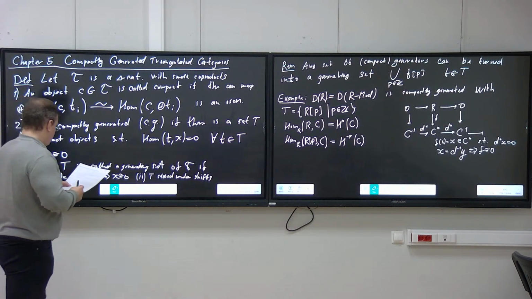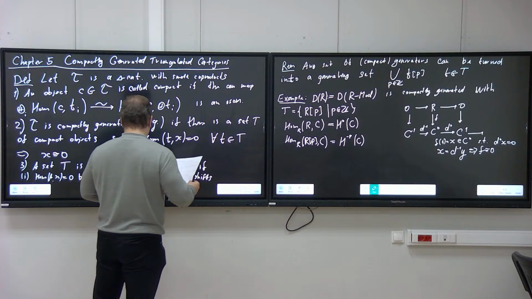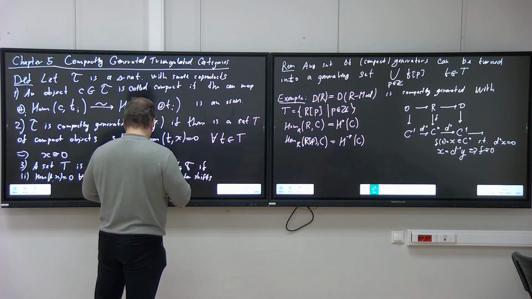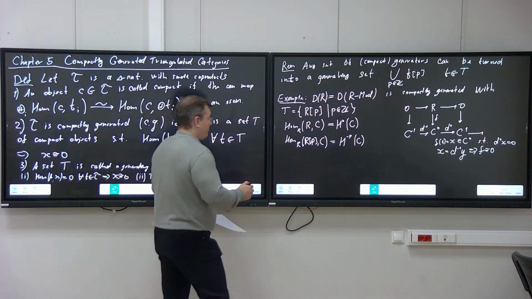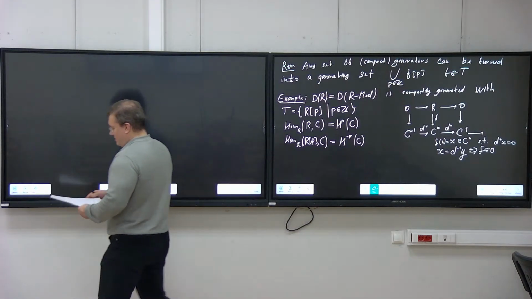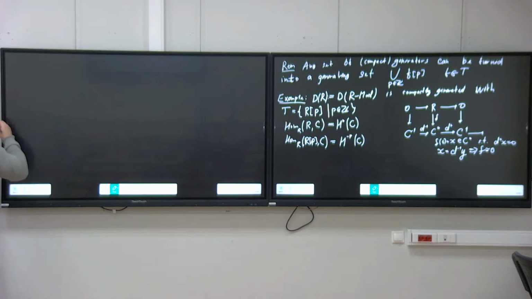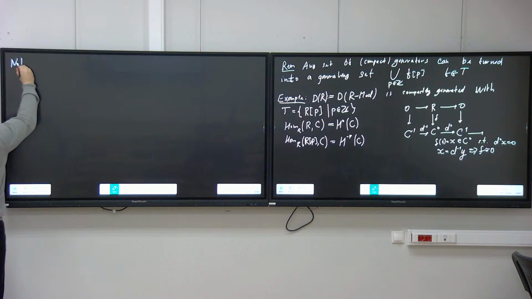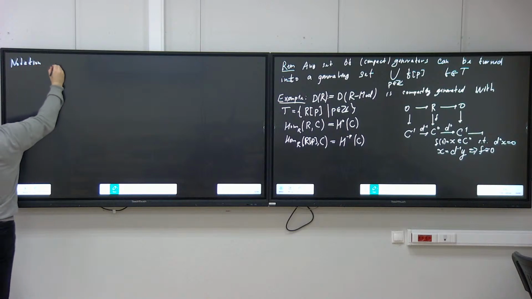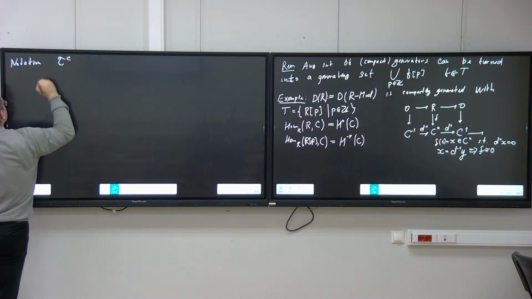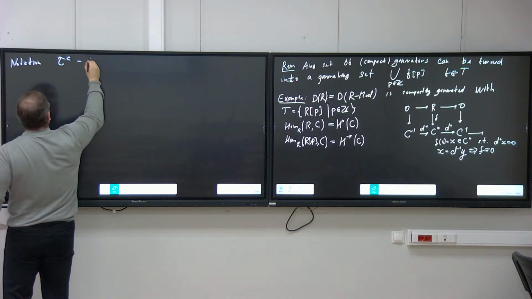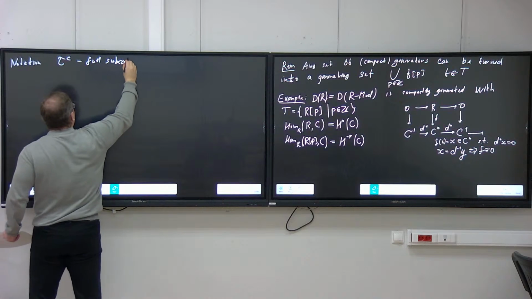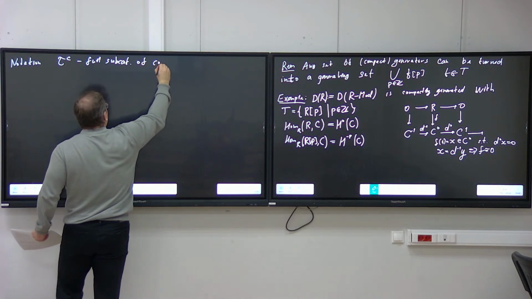Okay, so there are some simple observations about this. First of all, let me fix the notation. The notation is that T^c is the full subcategory of compact objects.